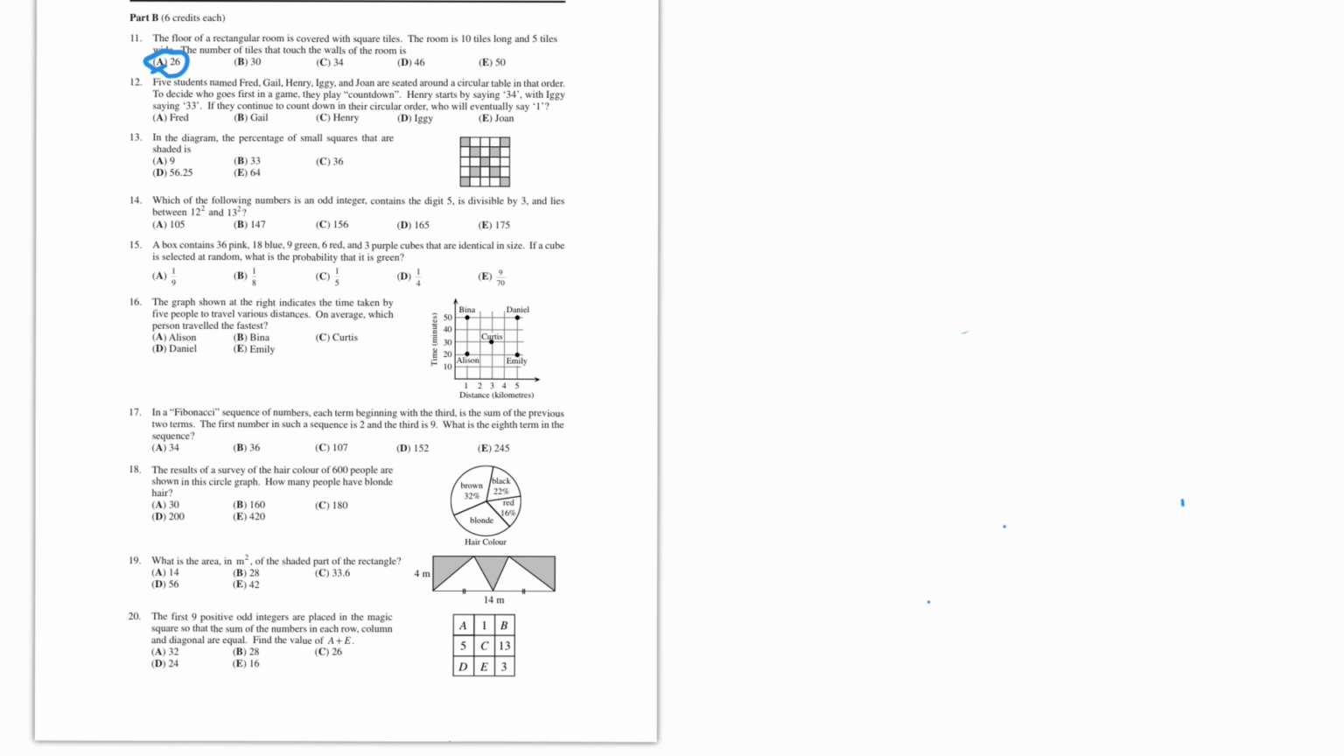Number 12. 5 students named Fred, Gail, Henry, Iggy, and John are seated around a circular table in that order. To decide who goes first in the game, they play countdown. Henry starts by saying 34, with Iggy saying 33. If they continue to count down in the circular order, who will eventually say 1?